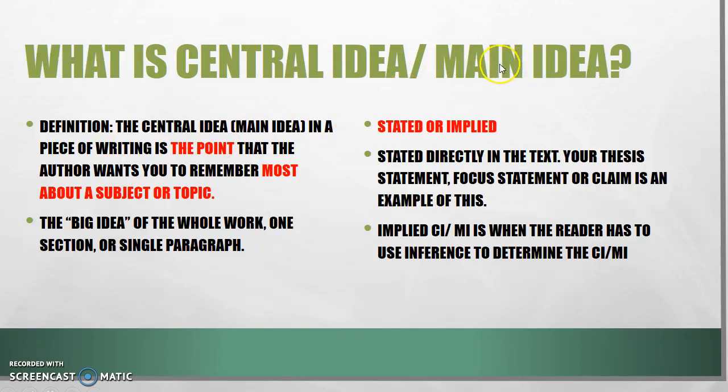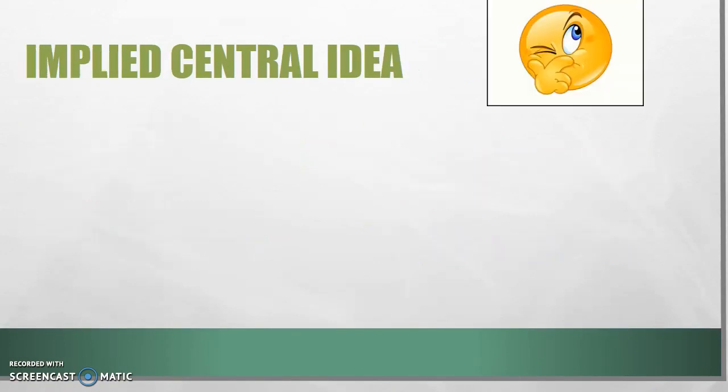Now, with the central idea or main idea, it can be stated, and stated is simply stated directly in the text. The text specifically tells you the main idea. Implied central idea or main idea is when you as the reader have to use inference. We have to infer to determine the central idea or the main idea. You already know how to infer. We're going to use our background knowledge with the information that is presented to us by way of the text so that we can determine what is being said.